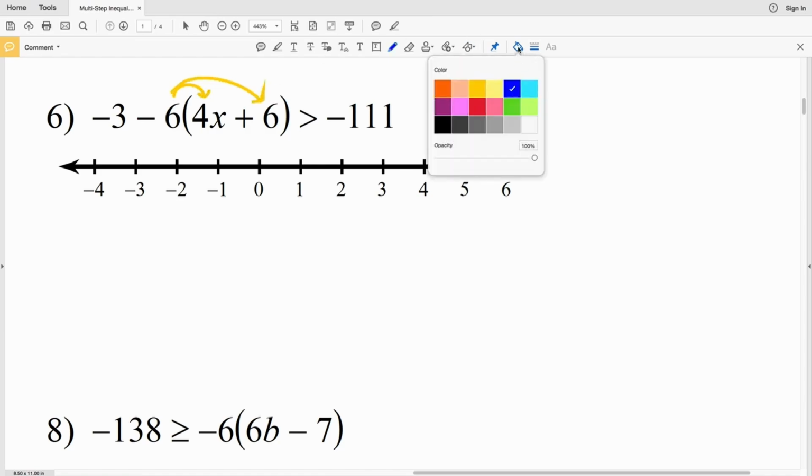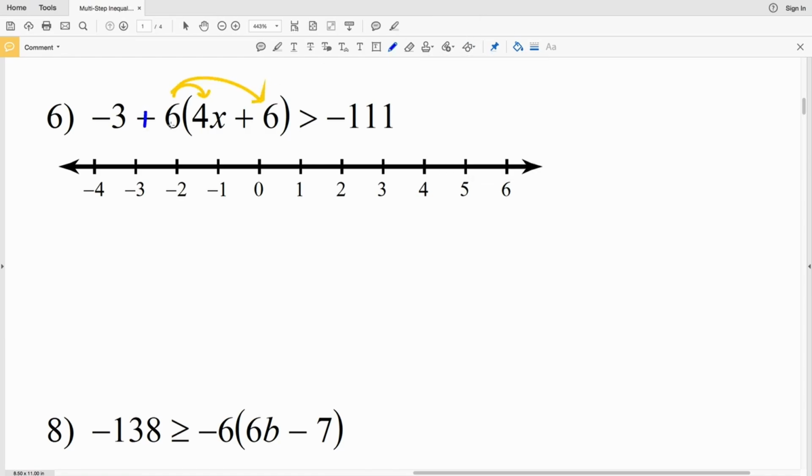And let's go ahead and make this a -6. Since we're subtracting 6, we'll do plus a -6. So we're going to distribute that -6. We'll get -3 plus -24x plus -36. And that's going to be greater than -111.